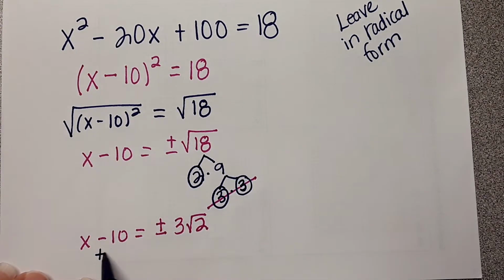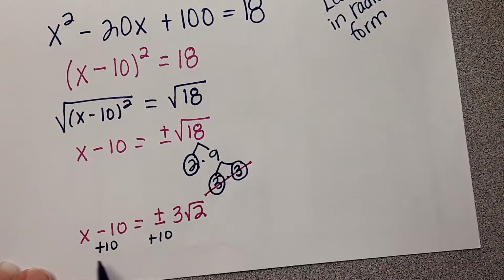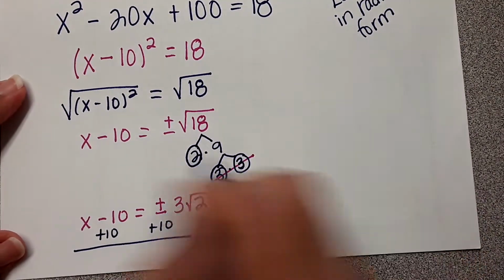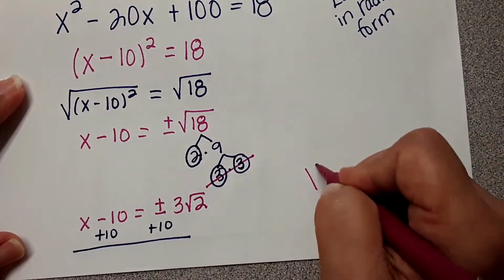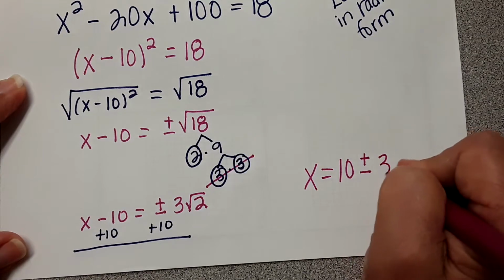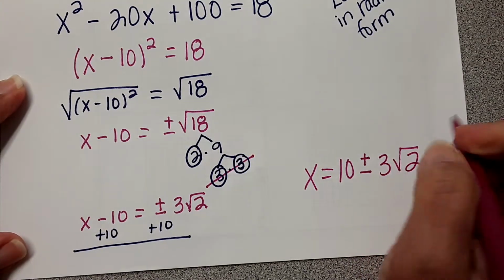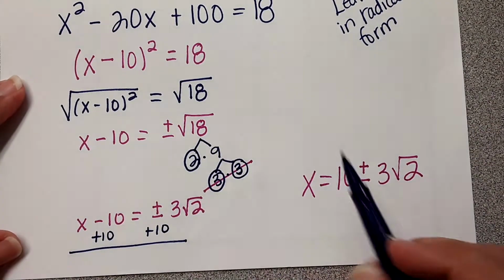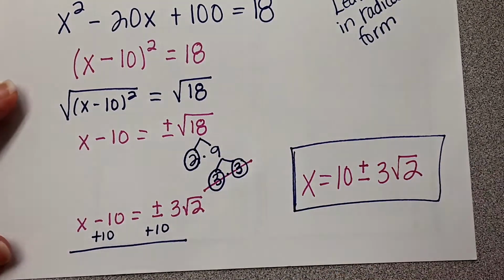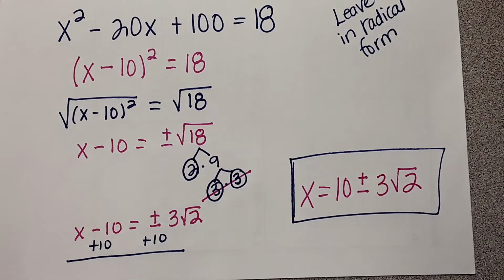I'm going to add 10 to both sides. And my final answer is x equals 10 plus or minus 3 square roots of 2. That is what I mean by leave it in radical form.